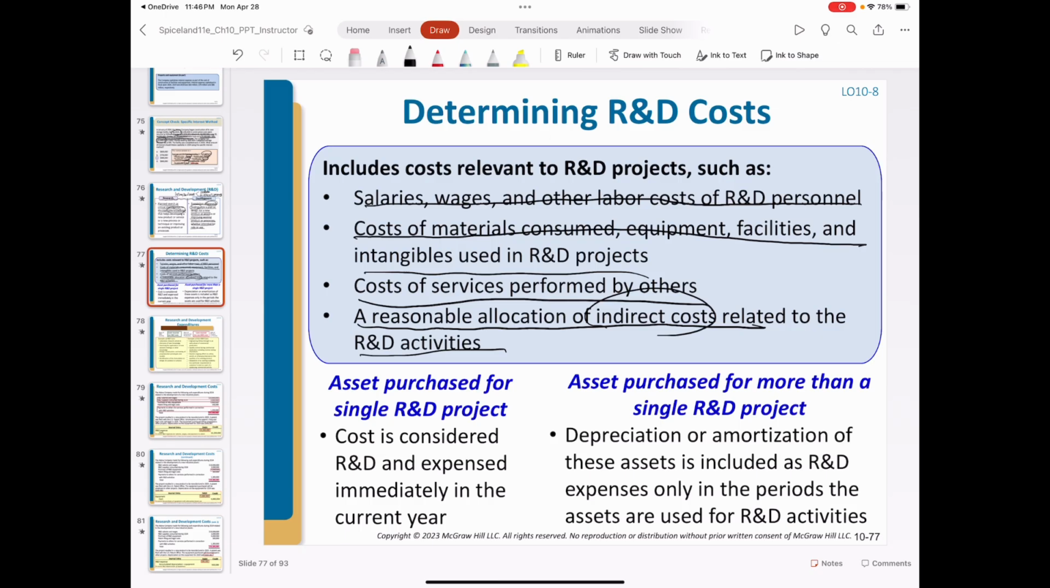If an asset is purchased just for a single research and development project, the cost of this purchase will be recognized as part of R&D expense immediately in the current year. If the asset purchase is for more than one R&D project, the depreciation or amortization of these assets is included as R&D expense only in the period the assets are used for the R&D activities.